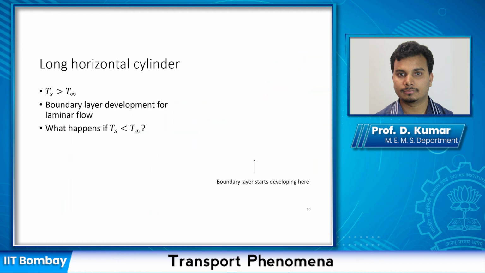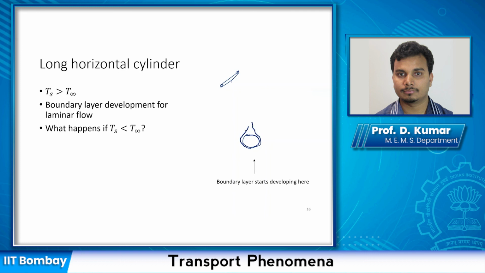Now we'll look at a few more cases. Along horizontal cylinders there are also correlations available. A long horizontal cylinder essentially means you have some hot cylinder like this, and then you will have some flow. If you look at the cross section, you will have boundary layer formation. Because the cylinder is hot, the fluid that comes in contact with it will heat up and rise, and then there will be a boundary layer formation.